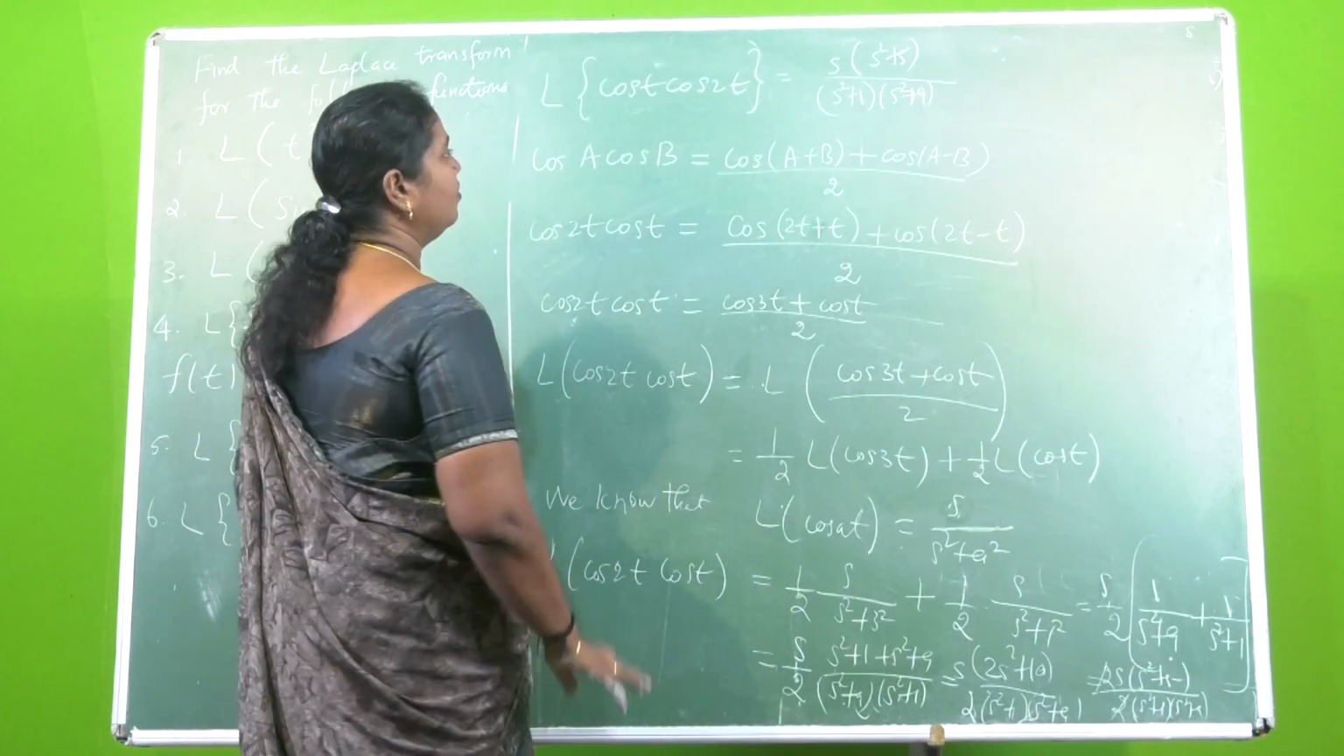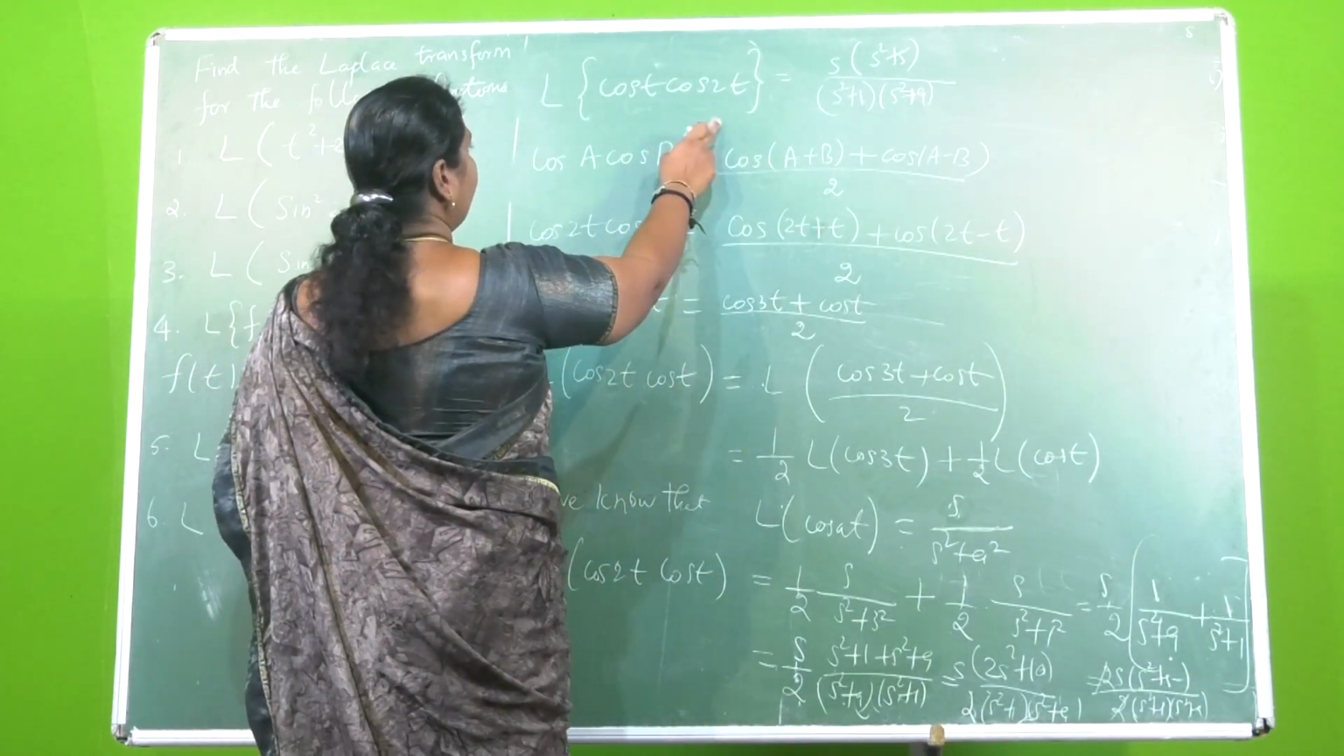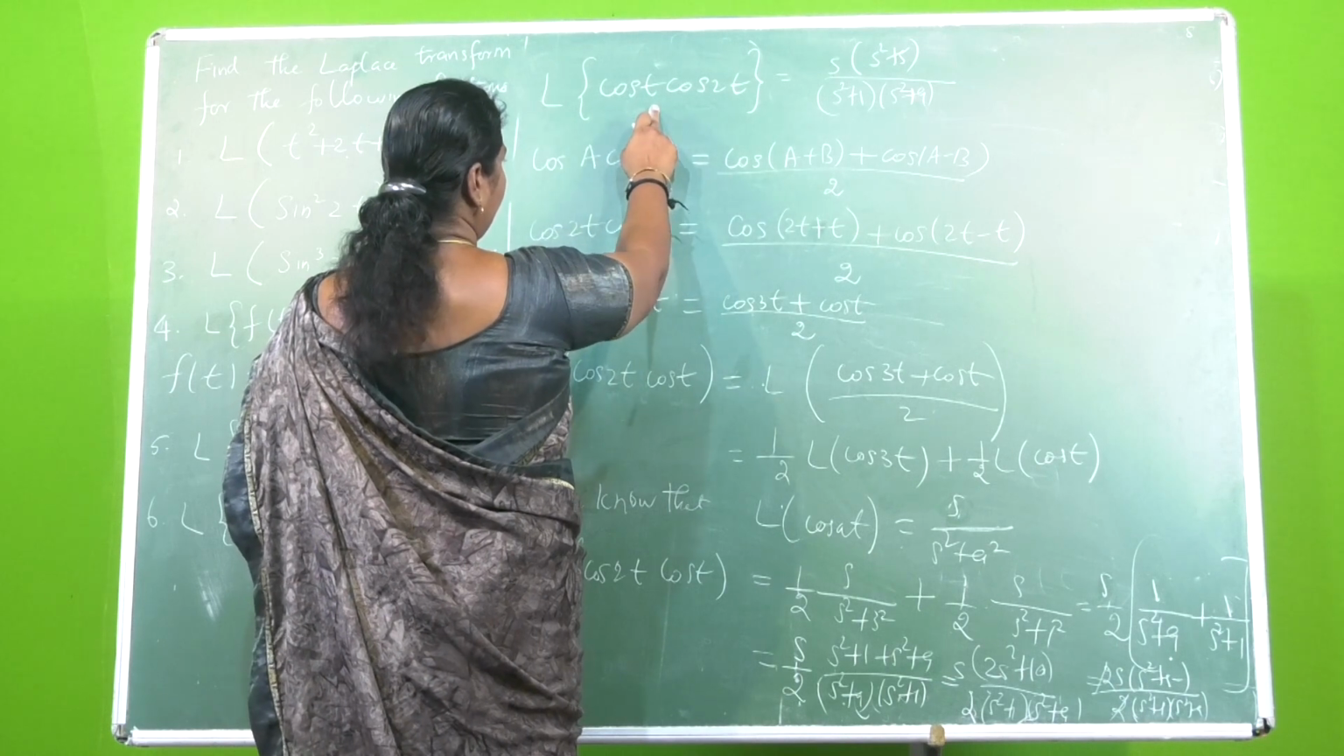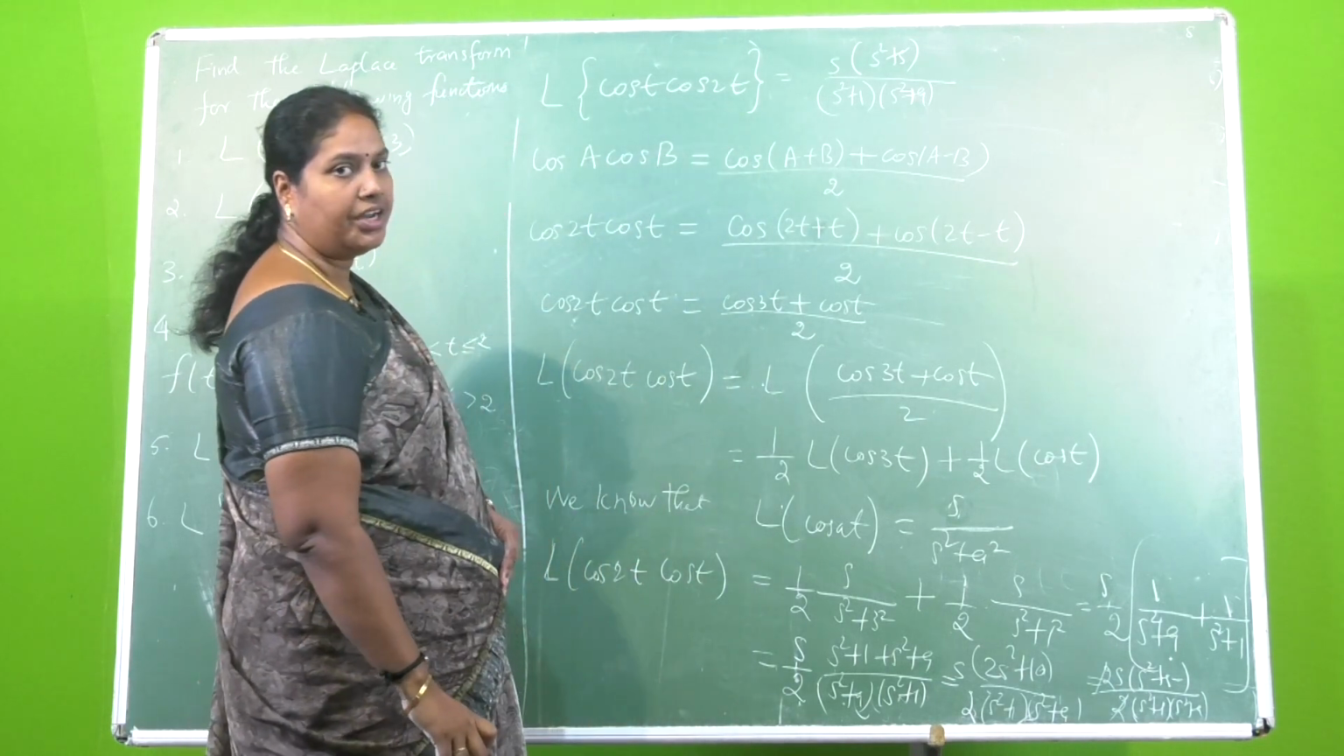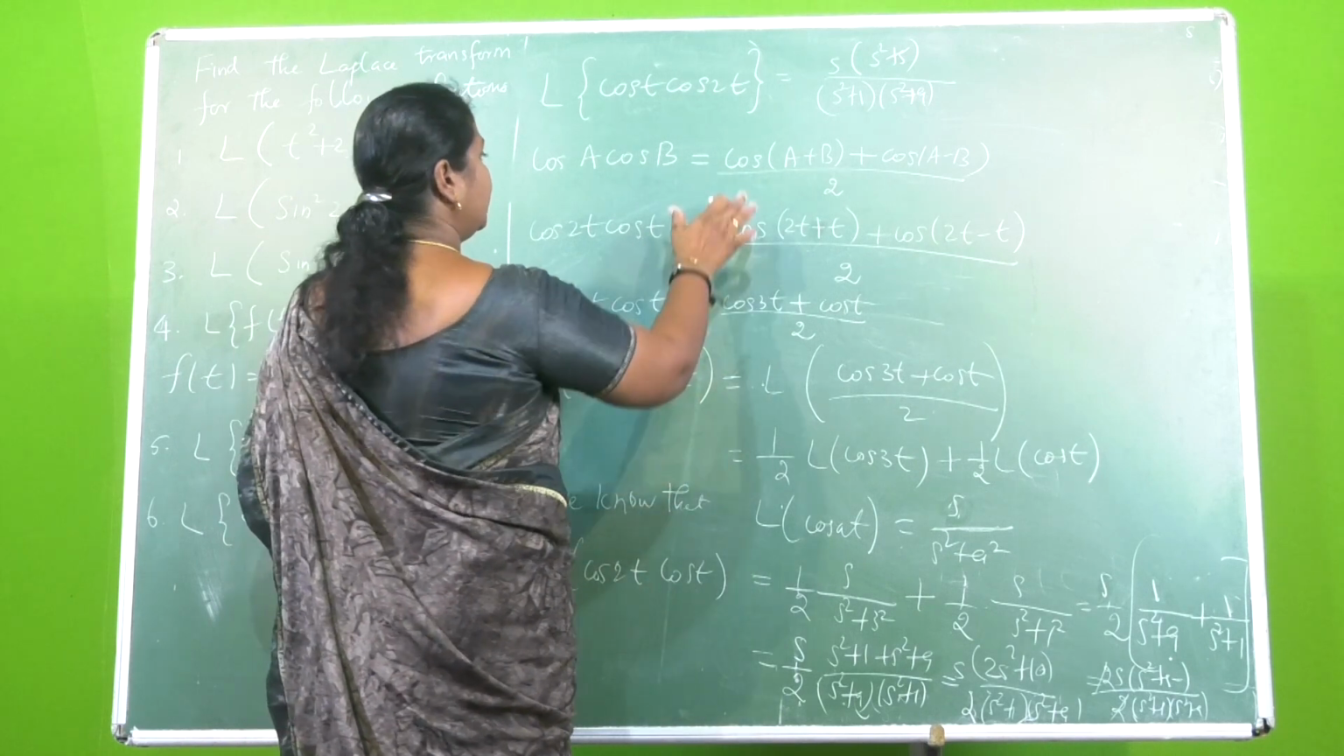So now we come to the end, that is the last problem. Find the Laplace transform of cos t into cos 2t. To find this, again we are going to apply a trigonometric formula.